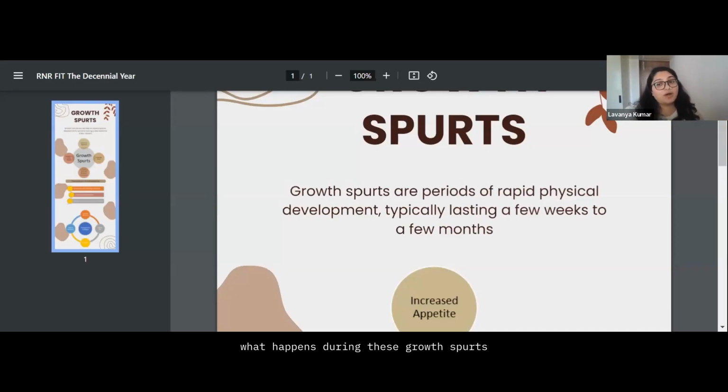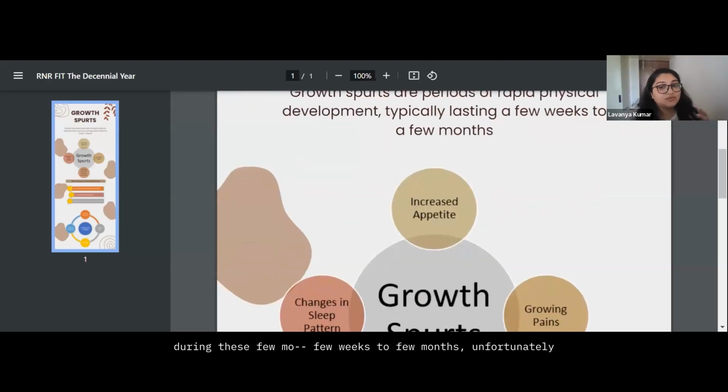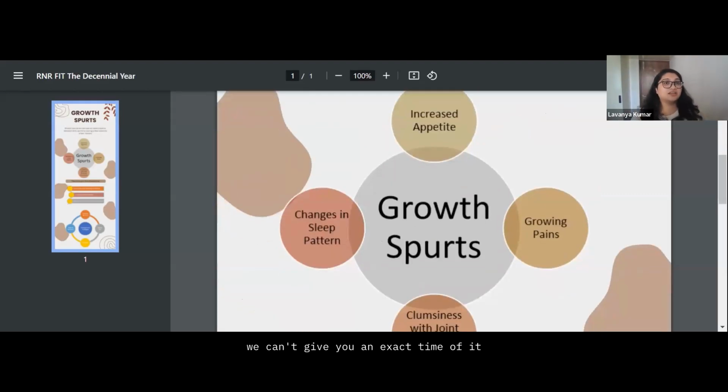But apart from that, what happens during these growth spurts, during these few weeks to few months? Unfortunately, we can't give you an exact time of it because it's different for different people. For some people, it's just 4 weeks. For some people, it can be years. So we'll keep it as a few weeks to few months only.